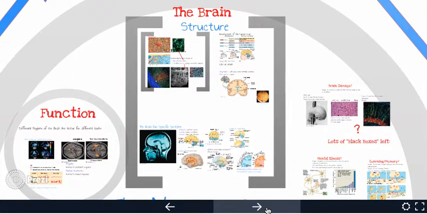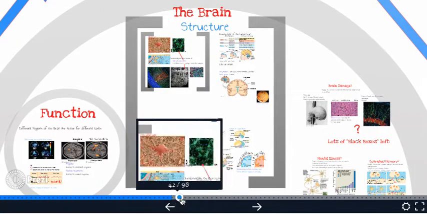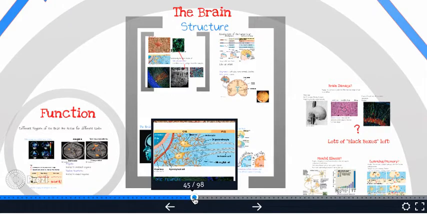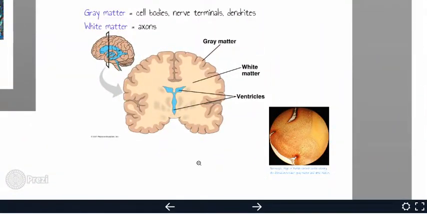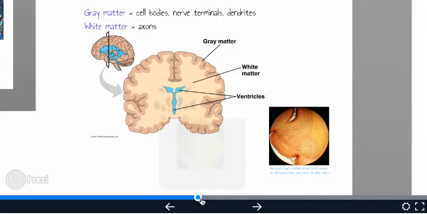All right, so I'm not going to focus too much on some of the brain structure. We went over this the other day. Rainbows are pretty. I'm going to pop into a difference between gray matter and white matter. So white matter is all axons. Gray matter is your cell bodies, your nerve terminals, and your dendrites, which pick up the stimulus. Here are your ventricles in the center, okay? And the ventricles carry cerebral spinal fluid. A lot of nutrients are carried to the brain and spinal cord through there.